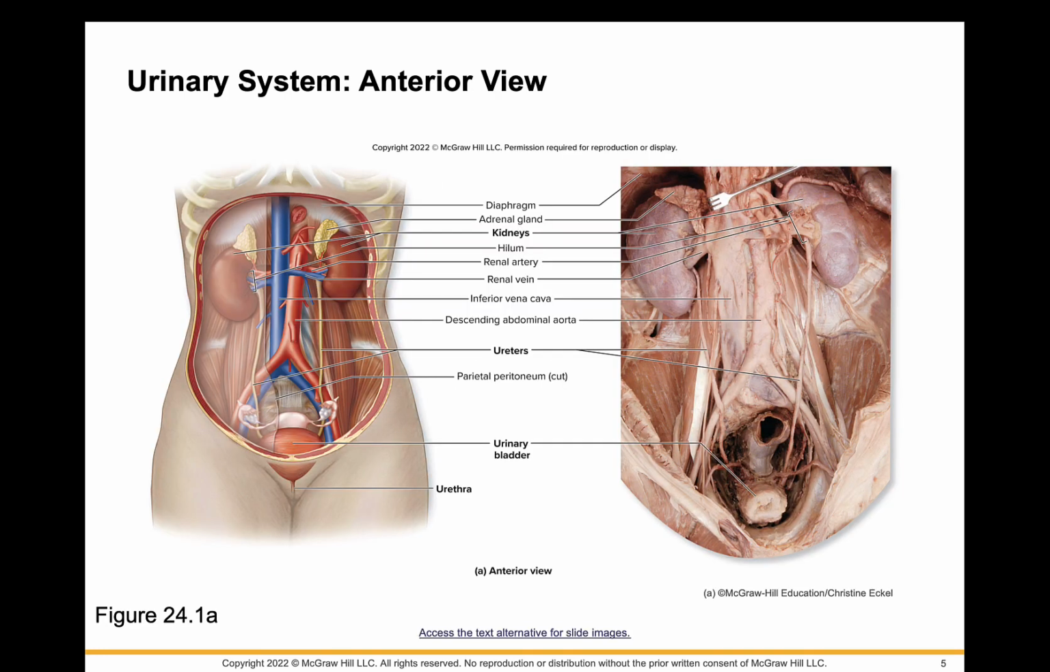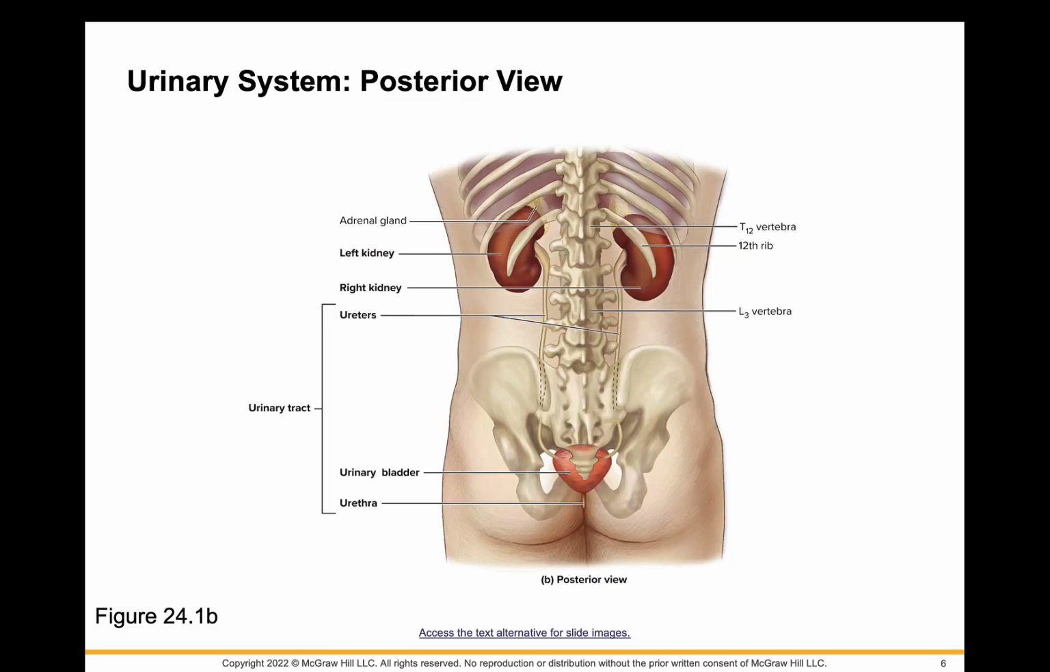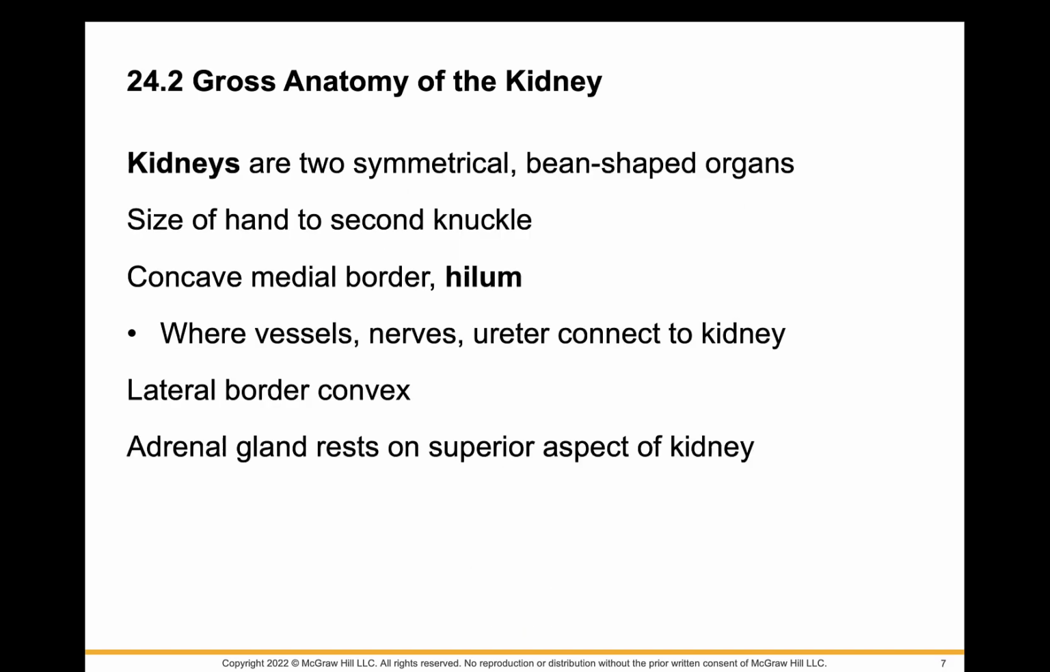Now here we basically have 2 images that are giving us an idea of the positioning of the kidneys and also the entire urinary system. This is the anterior view, and we can see where the kidneys are located. Now we have a posterior view, and this gives us an idea that the kidneys are not completely protected by the ribs, but we also see the rest of the urinary system from this particular view.